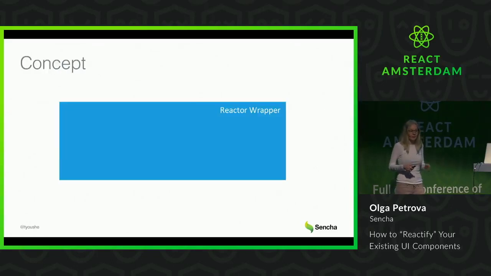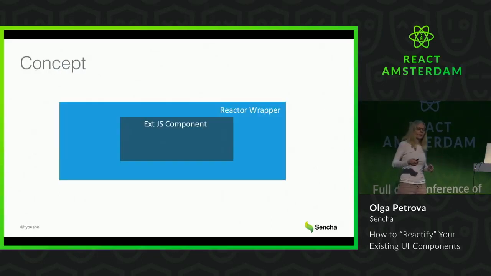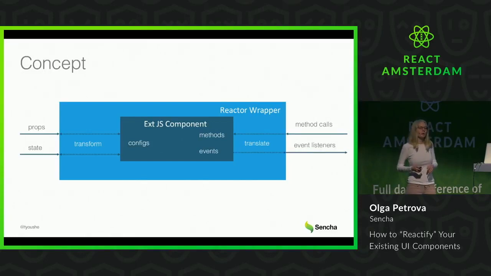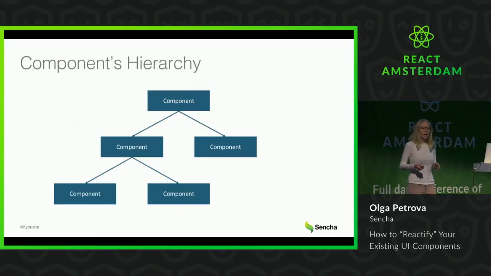So the basic concept is just a simple wrapper that will create an Ext JS component, or your component, under the hood. The constructor of this wrapper will take props from React and state from React, then transform them and create Ext JS configs. Then it will translate React method calls into Ext JS method calls, and it will also fire a React event that corresponds to an Ext JS event, and it provides a link to the underlying Ext JS component. But this wrapper is just a starting point.